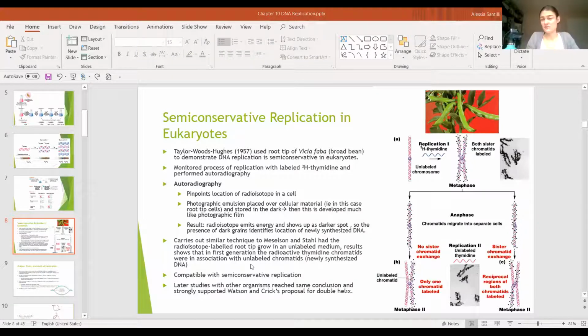They were all in support of Watson and Crick's original hypothesis. So DNA is semi-conservative.